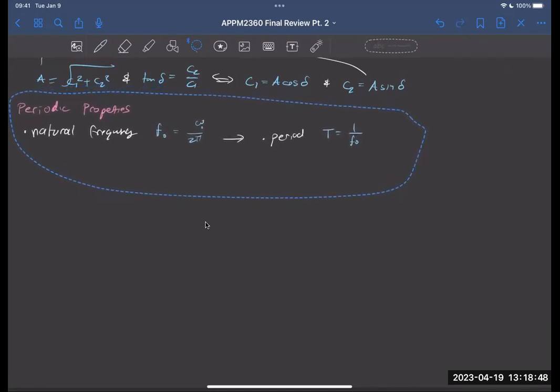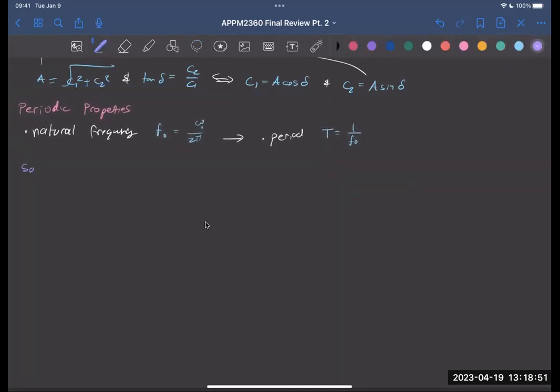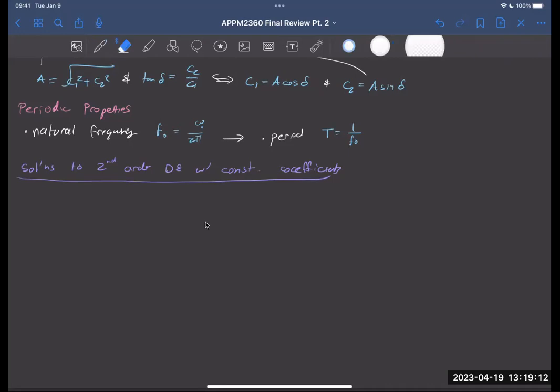Let me move this up a little bit. So solutions to second order differential equations with constant coefficients. Sorry, my handwriting is getting progressively worse. Here are examples of systems that are second order differential equations with constant coefficients. We have A times y double prime plus B times y prime plus C y is equal to 0, and m x double dot plus b x dot plus k x is equal to 0. So that's just a simple harmonic oscillator.